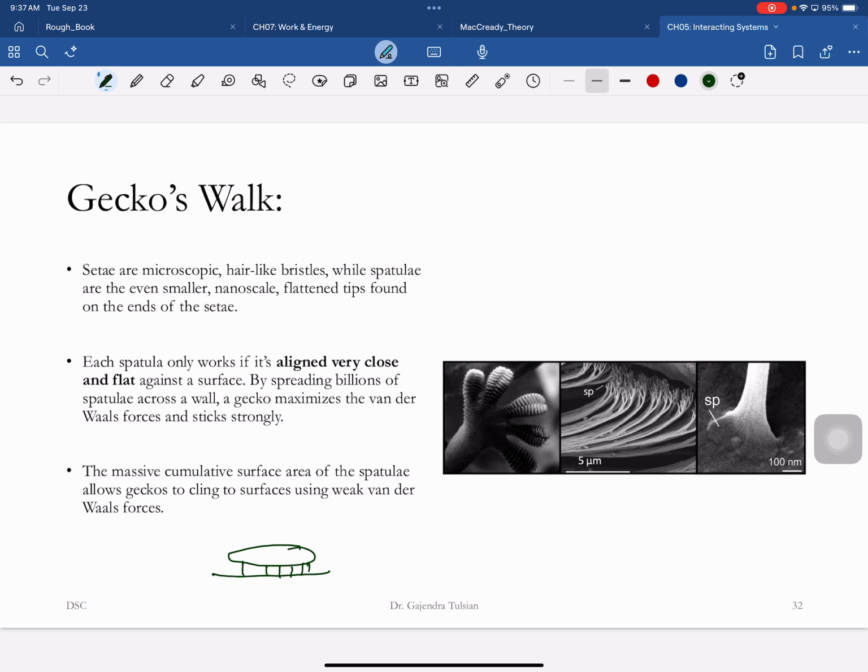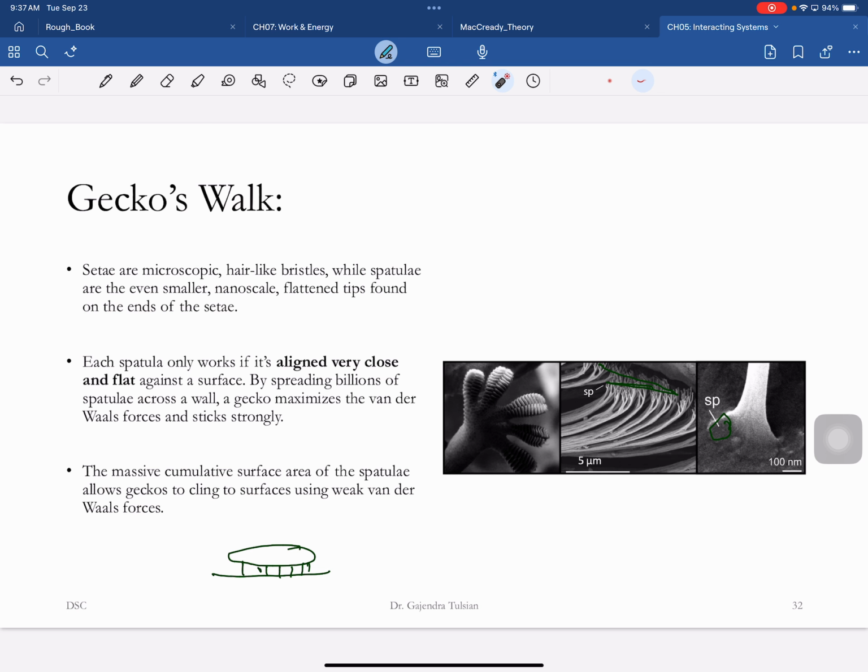And those van der Waals forces attract the surface. So it can be any surface. Okay. And then each spatula sticks to the surface, and there are millions of these spatulae. So the massive cumulative surface area of the spatulae allows geckos to cling to the surface using weak van der Waals forces. And all those forces will add up to many times the weight of the gecko.